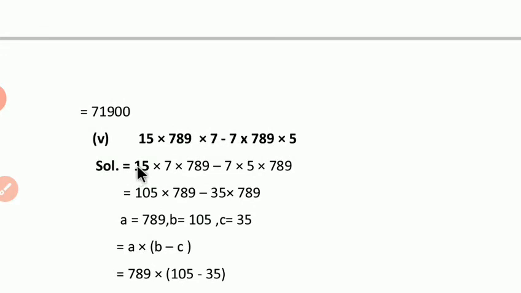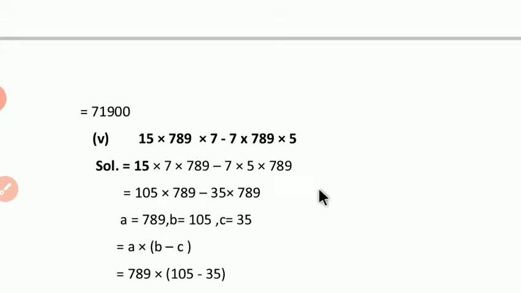Then question number 5 is same as the fourth one. Here in both places three numbers are given. 15 into 789 into 7 minus 7 into 789 into 5. So you can see here 7 and 789, both numbers are repeating two times. So you can take any number as the value of A. We have taken 789 as it is a bigger number to multiply.